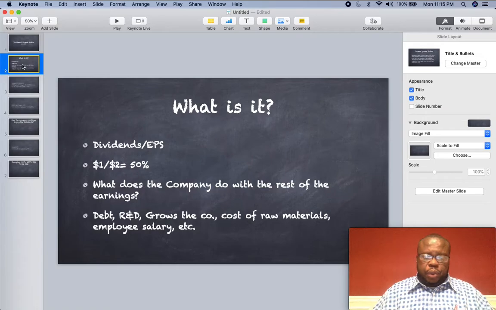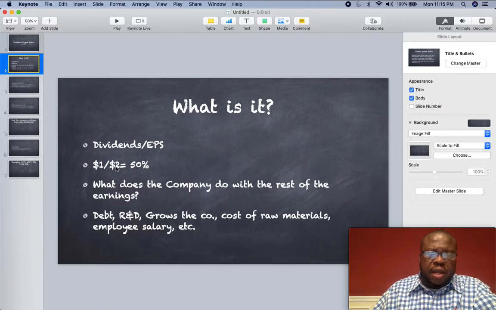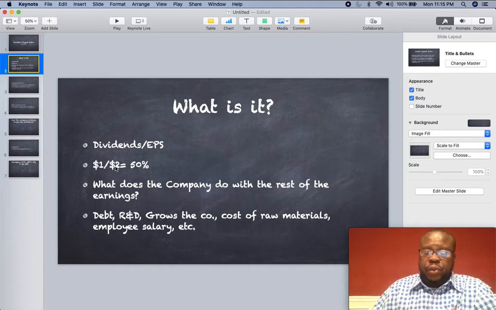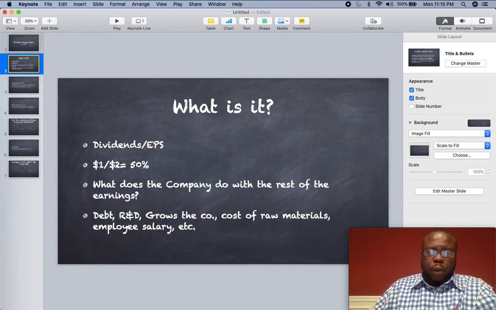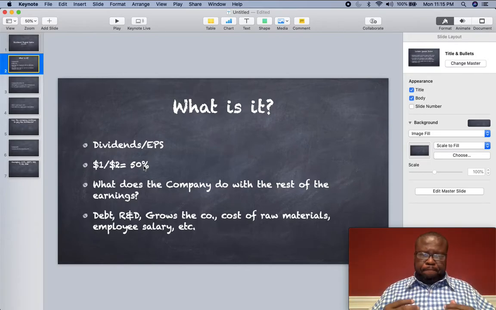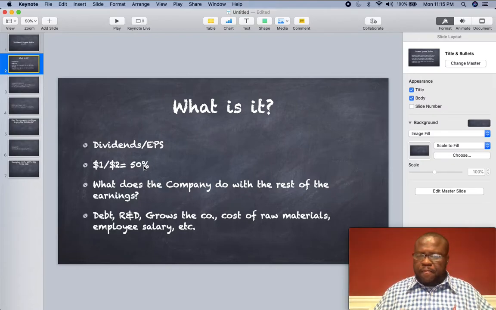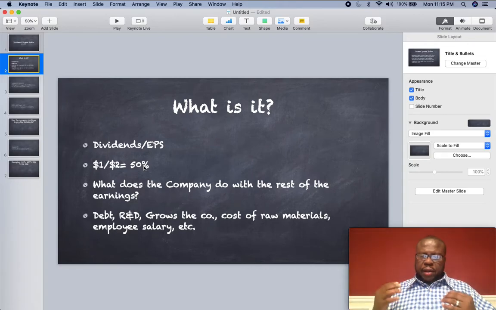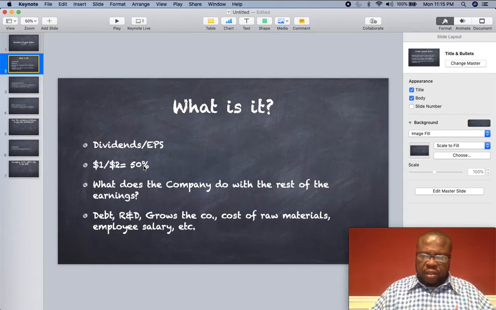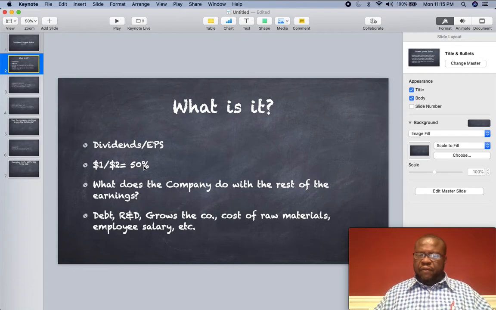Quick example. Say a company is making $2 earnings per share, right? For every share they have outstanding, the company earns $2. Out of that $2, if the company pays $1 in dividends to the shareholder, the $1 divided by $2 is half, or 50%. So you would say this company has a dividend payout ratio, or simply a payout ratio, of 50%. Simple. So the company makes $2, it gives $1 back to the shareholders in the form of a dividend.